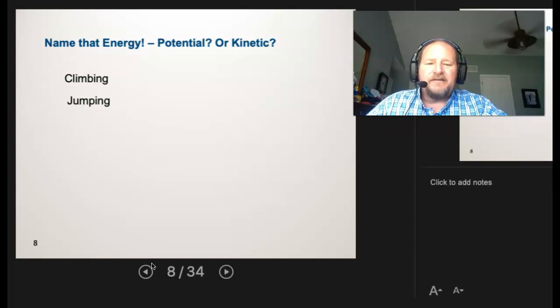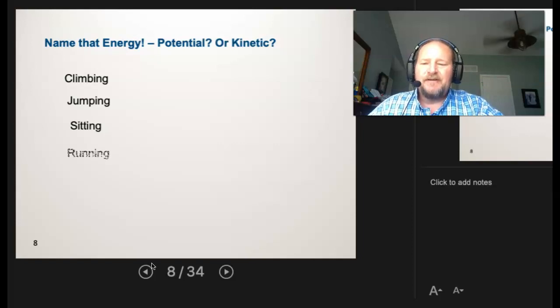How about jumping? Jumping, potential or kinetic? Well, if you're in the motion of jumping, then it must be kinetic. How about sitting? Well, if you're sitting, then you're not doing anything, you're not moving. That means you have potential. How about running? Running again would be kinetic, you're moving. How about a spring?